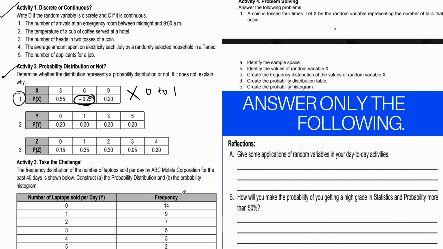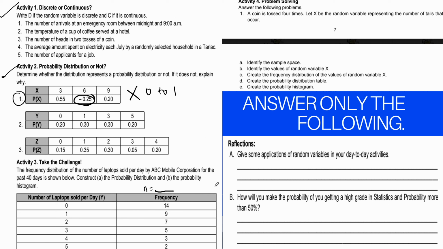Activity 3, may frequency ka na. Okay? Ang gagawin mong next dito is yung i-total mo to lahat. I-total mo yung frequency, no? Total mo yan. Pag-add mo lahat yan. 14 plus 9 plus 7 plus 5 plus 3 plus 2. So, may sagot ka dito.